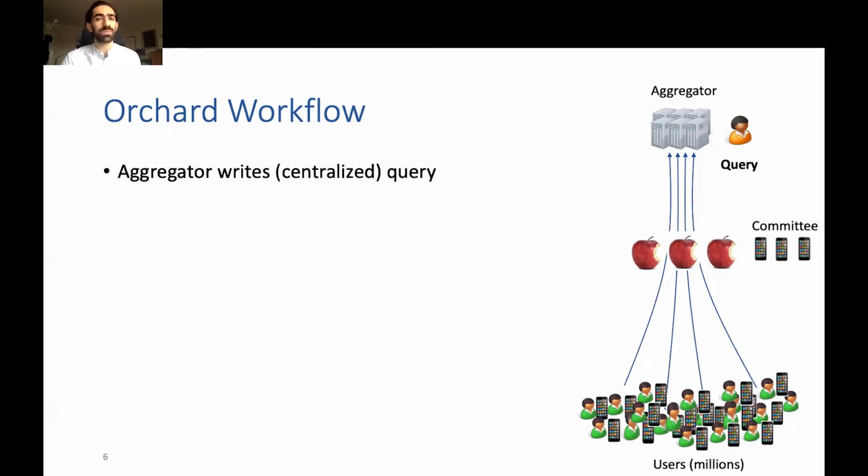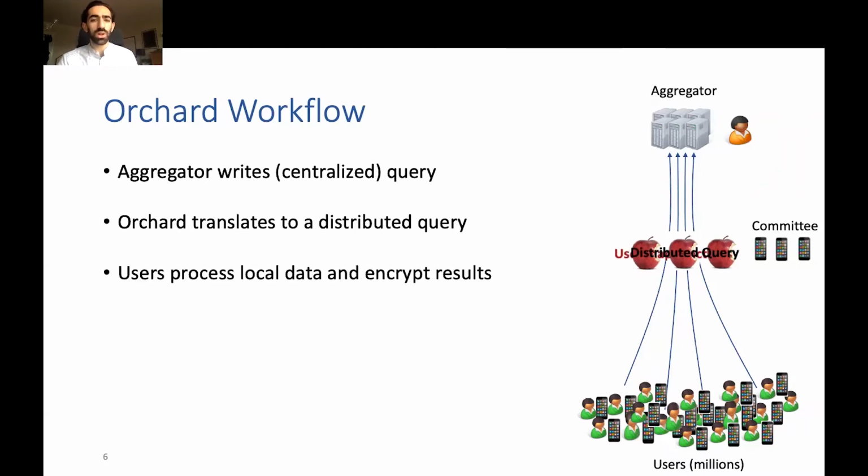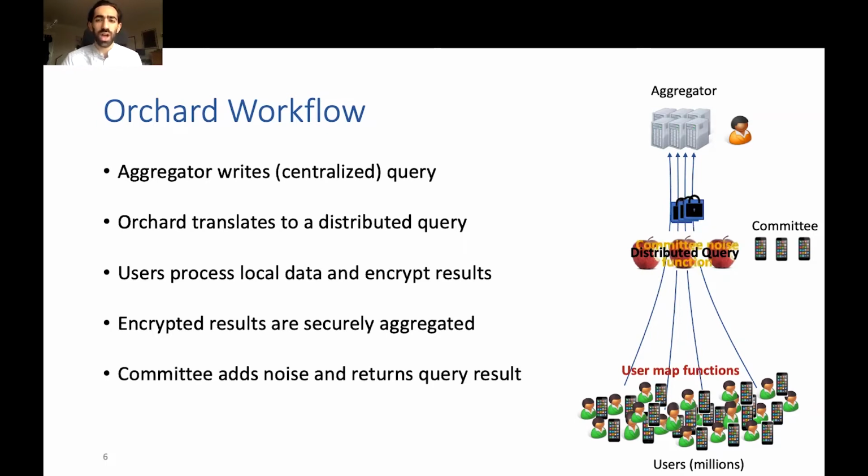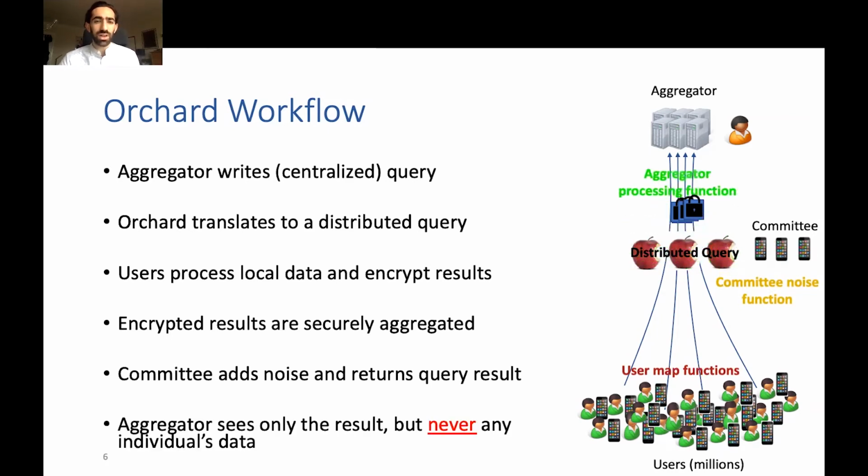Now, the aggregator will write some centralized query, which is translated by Orchard to a distributed query. The users will process their local data with what we call a map function, and this will then be encrypted and securely aggregated by the aggregator. Now, the committee will decrypt the final aggregate, and it also adds a bit of random noise, which is necessary for differential privacy. Now, if the algorithm has multiple rounds, the aggregator might then send more data to the user devices and start another round of aggregation and processing. But it's important that they see only the result here and never any individual data.